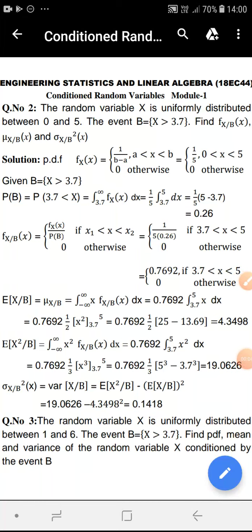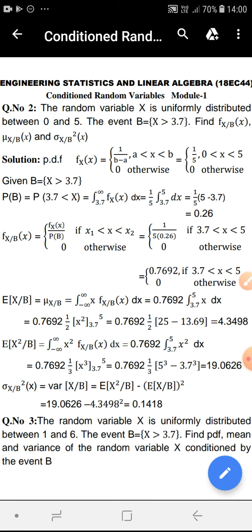We shall continue conditioned random variables. So question number 2. The random variable x is uniformly distributed between 0 and 5. The event B is equal to the set of all those values of the random variable greater than 3.7. Find the probability density function PDF, the expectation or mean and variance sigma square conditioned by the event B.